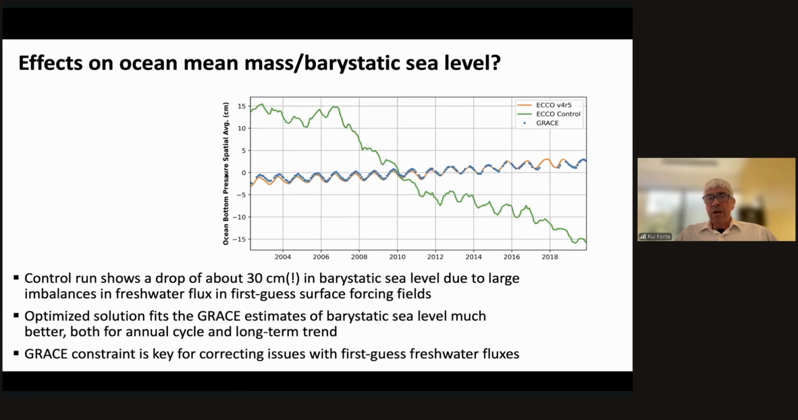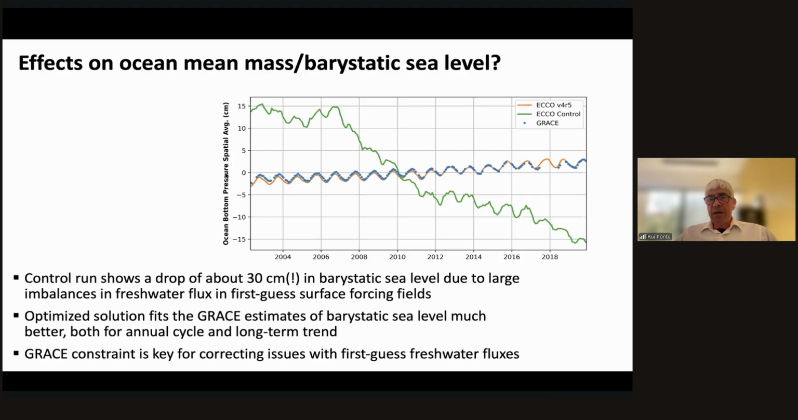So finally, the other question we address is whether using ocean mean mass estimates from gravity data has an impact on the ECHO estimates. The time series representing the ocean mean mass in the control run, which is shown in green, shows a huge drop in barostatic sea level of around 30 centimeters over the period examined. This is due to well-known imbalances in freshwater flux fields from the atmospheric reanalysis used as forcing for the ocean.